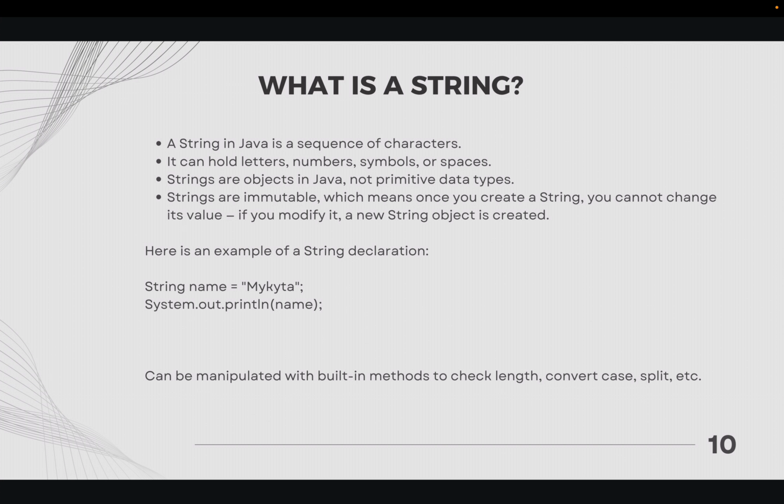What is a string? A string in Java is a sequence of characters. It can hold letters, numbers, symbols, or spaces. Strings are objects in Java, not primitive data types. Strings are immutable, which means once you create a string, you cannot change its value. If you modify it, a new string object is created. Here is an example of a string declaration: String name equals Mikita, and then System.out.println(name). In this format, we can print this value in the console.